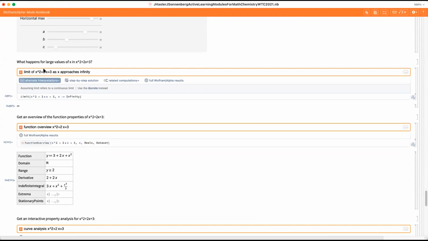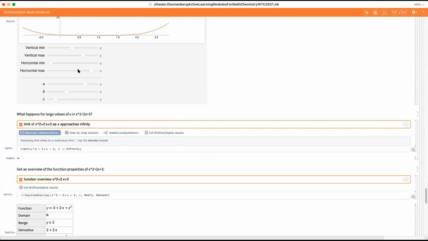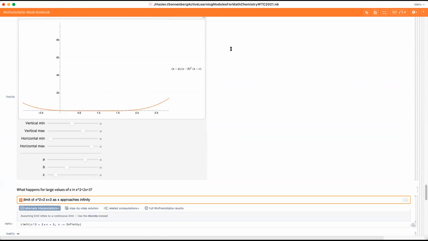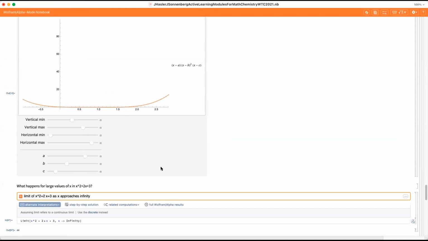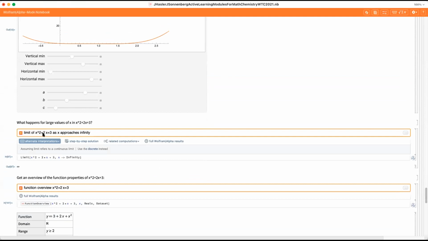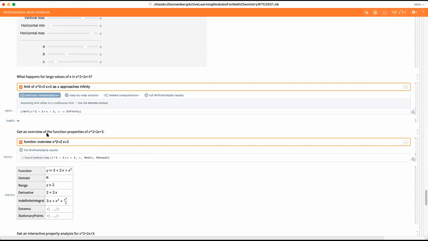You can compute out calculus type information. What is the limiting value as you approach infinity? So what happens as x goes to infinity? Well, if you had this quadratic here, it just goes off to infinity.